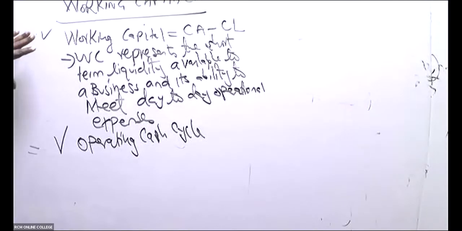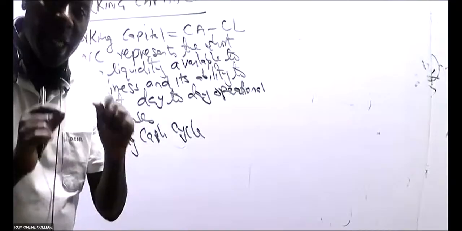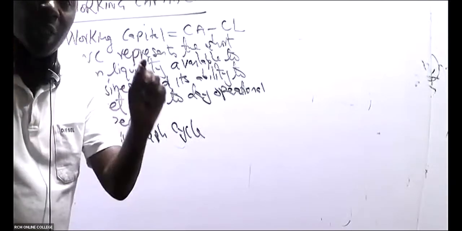Everything I've said is here. I can just write: working capital represents the short-term liquidity available to a business and its ability to meet day-to-day operational expenses. So, ladies and gentlemen, when we talk of the operating cash cycle, we are looking at the number of days our cash will be outside there.